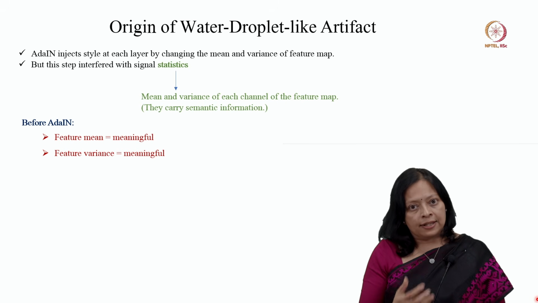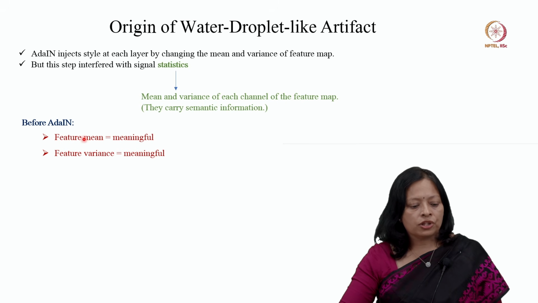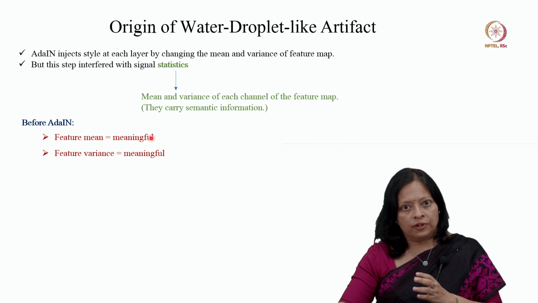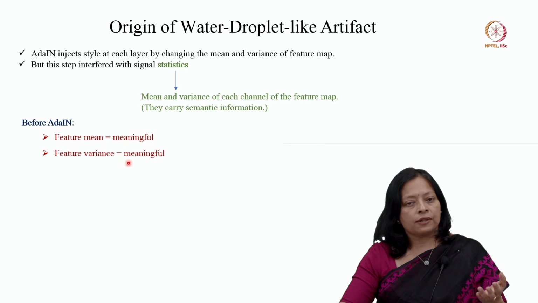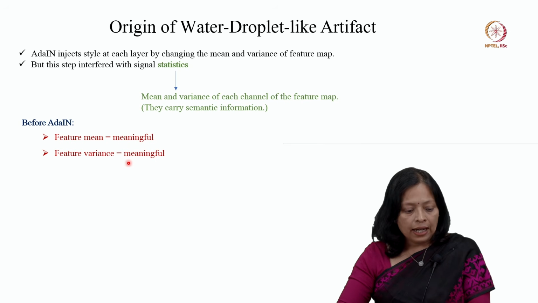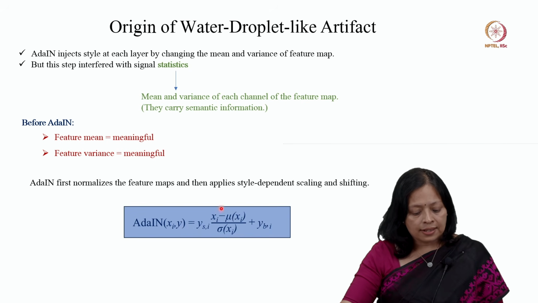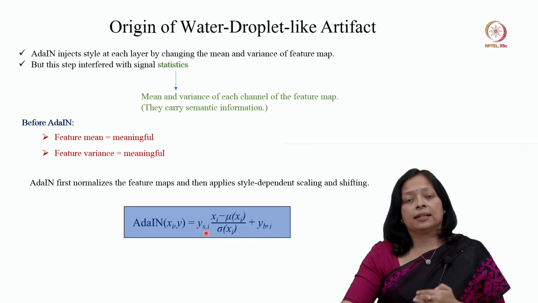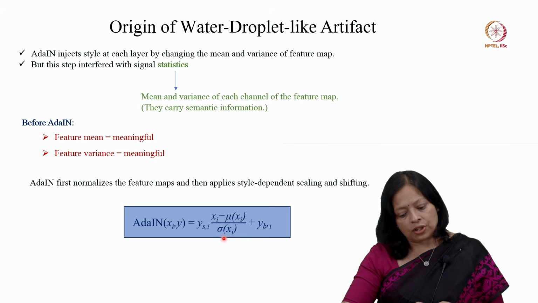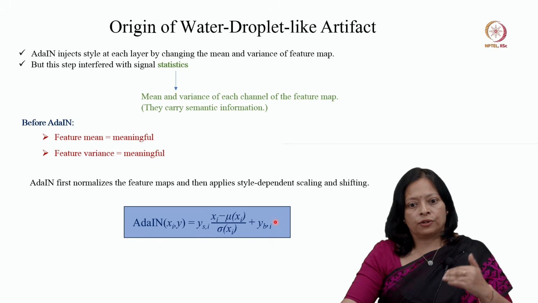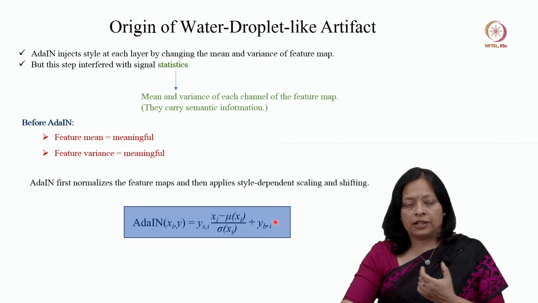Now, before AdaIN's operation, the feature mean was meaningful. That means it conveyed the semantic information of the image. Similarly, the feature variance also conveyed meaningful information about the image. Now, after AdaIN's operation, what we see is this is the normalization part, and then this gets multiplied by ys,i, which is the scaling parameter that comes from the affine transformation, and this is the shift parameter yb,i that also comes as a part of the output of your learned affine transformation.